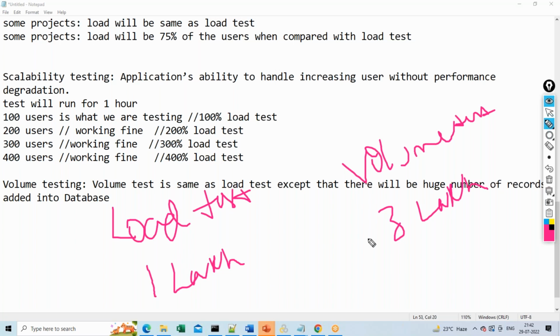So when we add all this data to the database, we will verify how the transactions or steps, response times are coming up, how the application is performing, how these backend queries are running. So the main intention is to check the backend queries here. Queries, you know the queries, right?